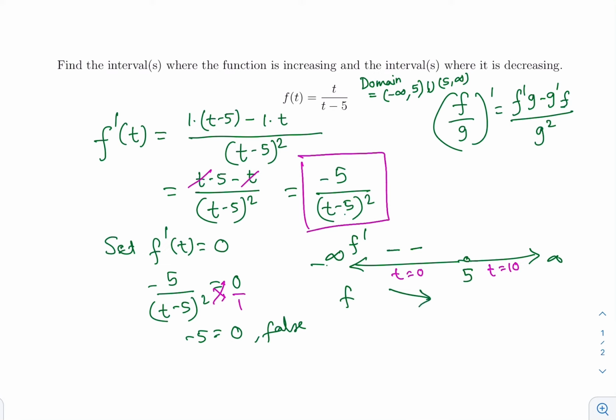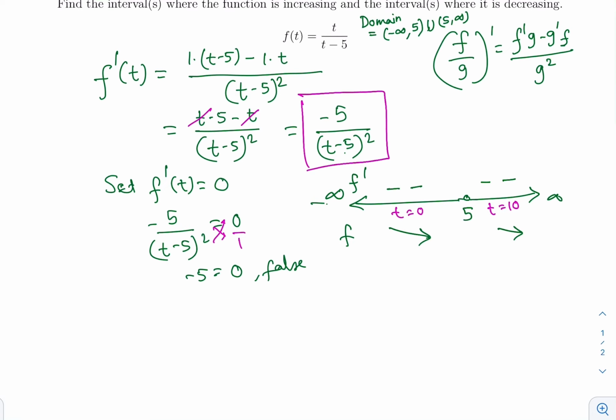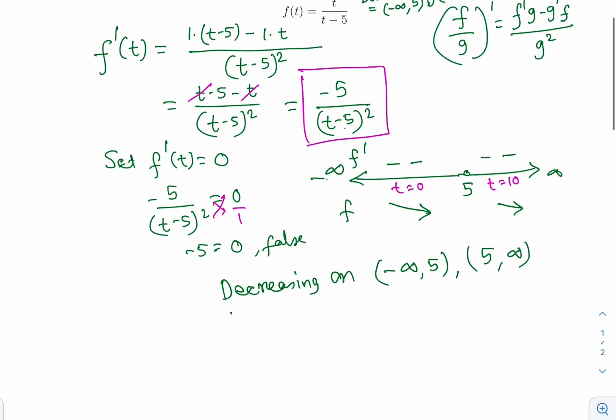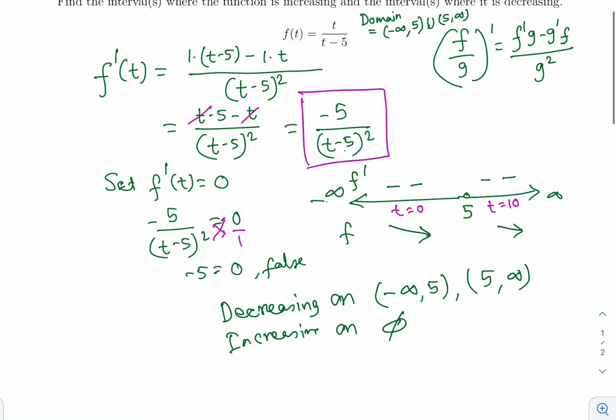Let's plug in t equals 10 here. 10 minus 5 is 5, squared is positive, and negative 5 over that is also negative. So the function is also decreasing there. So the function is decreasing on, since 5 is not in the domain, we cannot say throughout, negative infinity through 5 and 5 through positive infinity. And where is it increasing? Increasing on nowhere, just the empty set. That's the final answer.